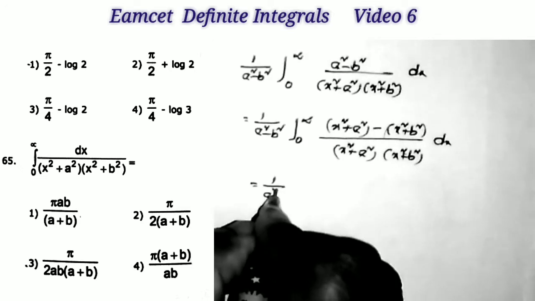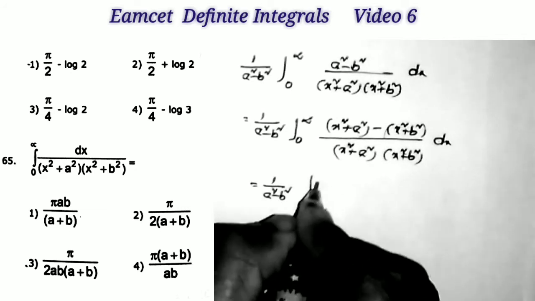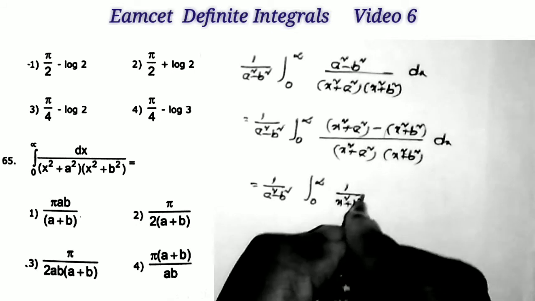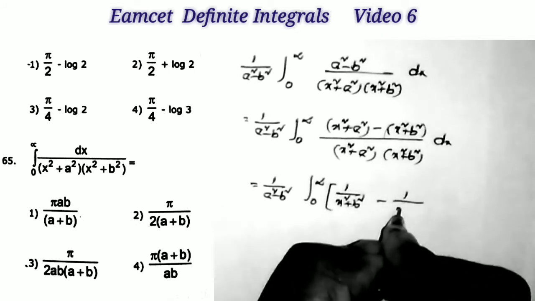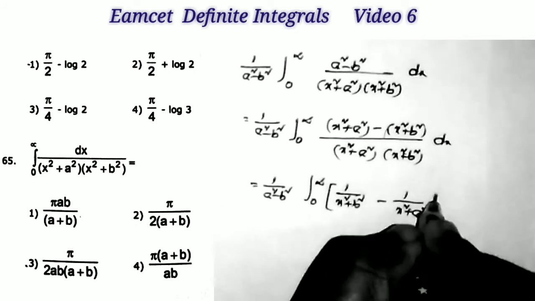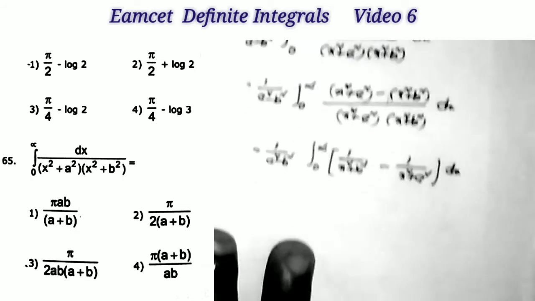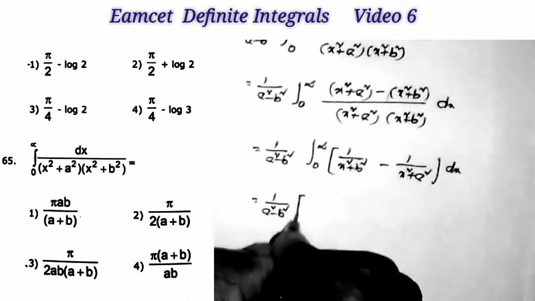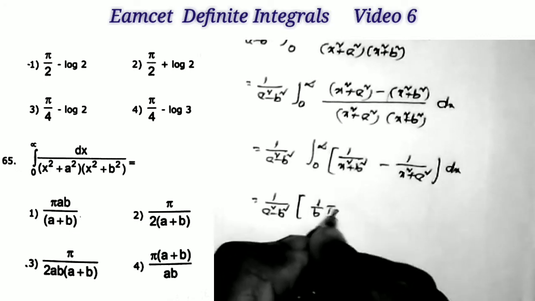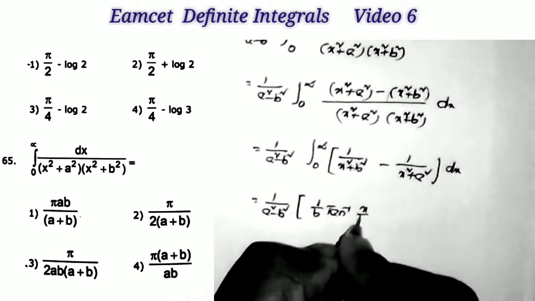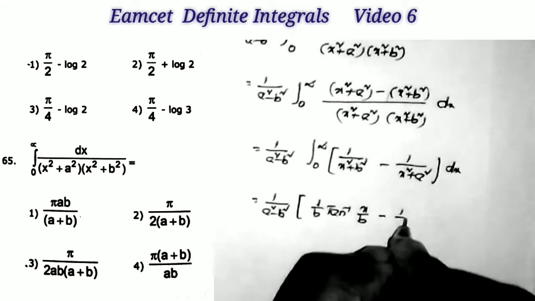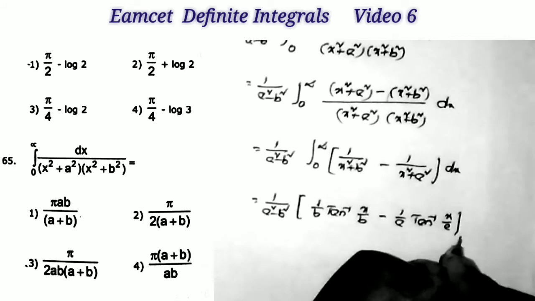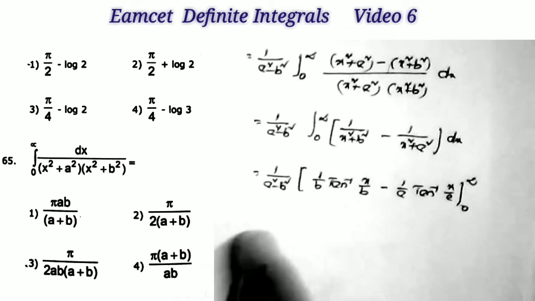Now separating the integration into terms and separating the denominator also, the first term becomes 1 by x square plus b square, and the second term is 1 by x square plus a square, into dx. Now doing the integrations: 1 by a square minus b square into, what is 1 by x square plus b square? The answer is 1 by b into tan inverse of x by b. And what is the answer of the second part? 1 by a into tan inverse of x by a, where the limits are 0 to infinity.